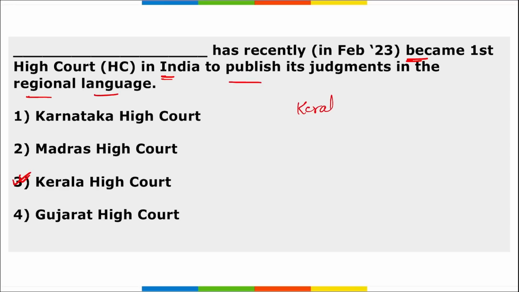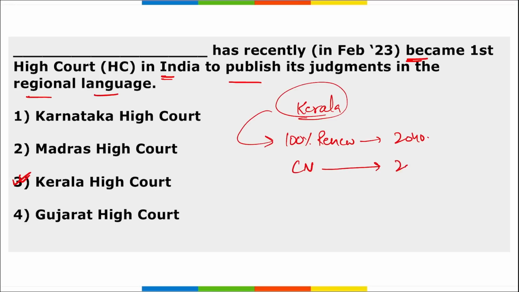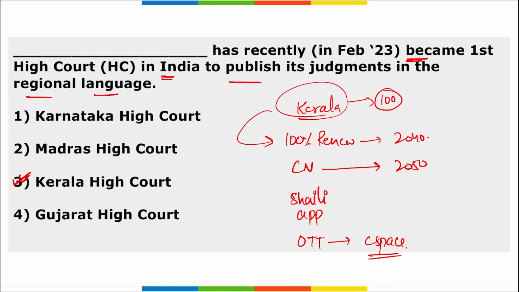If we are talking about Kerala, then remember, Kerala is the first state to shift to 100% renewable source of energy by the year 2040. They will become carbon neutral by 2050. They have their own application, Shelly app, that is a health and wellness application. Then in Kerala only, they have their own OTT platform, that is C Space. Alright, and it became the first state to shift into 100% digitization also.